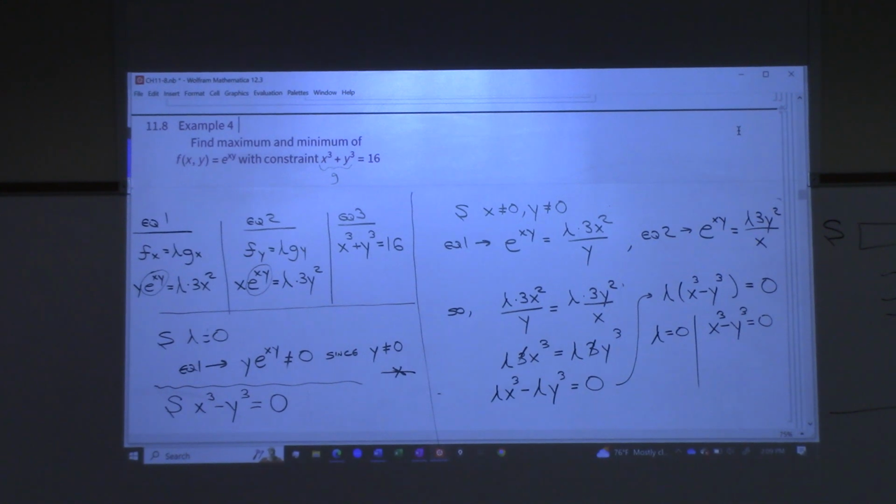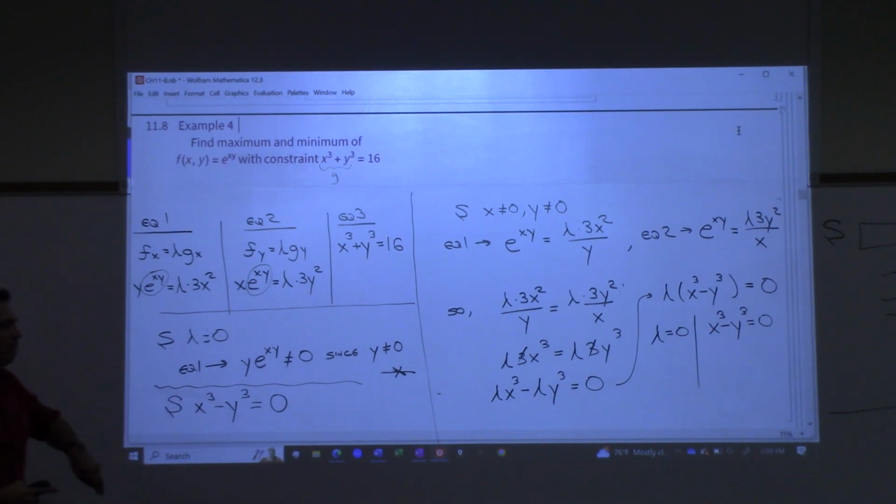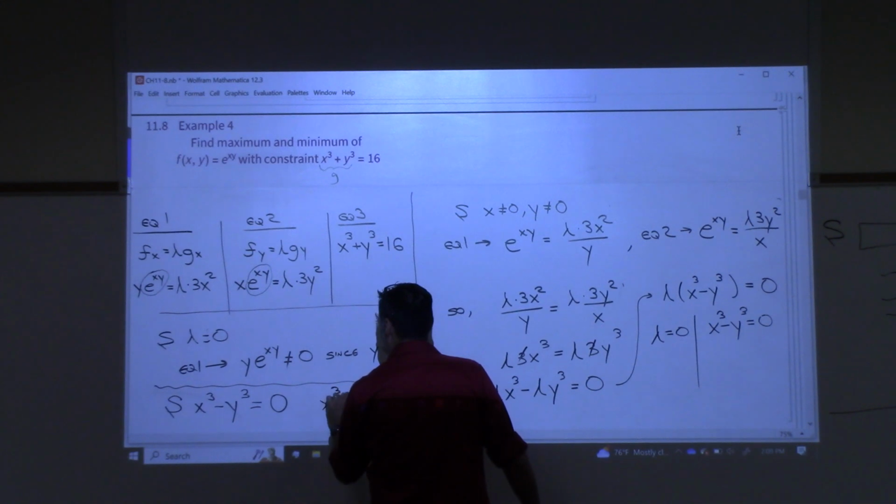Welcome to Lagrange. It's kind of weird. All right, so this right here, I could do difference of cubes, right? I could. But I think what's even better is just add y cubed to both sides. Just say, okay, x cubed must be y cubed.